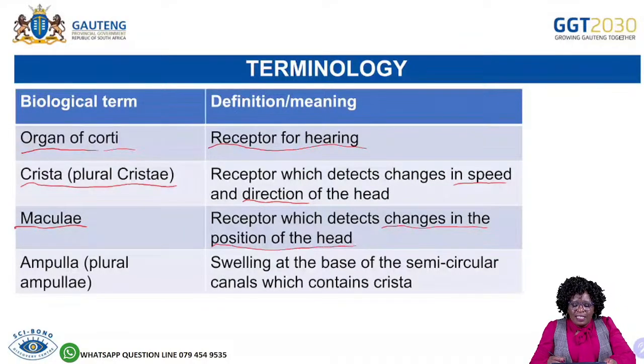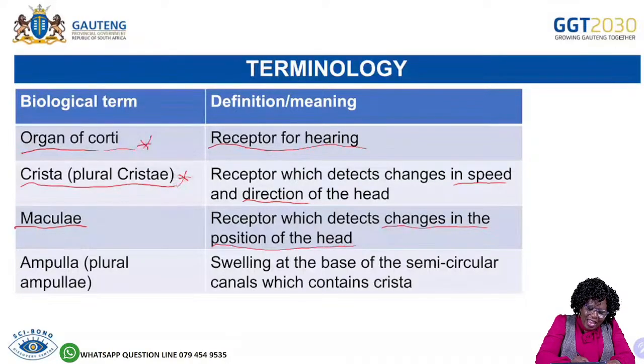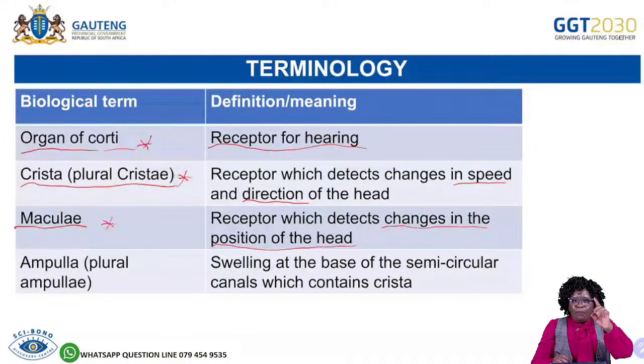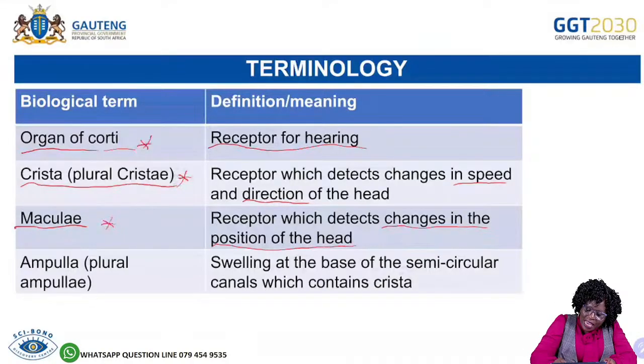You will notice that we just on terminology only, we have got three receptors that we spoke about, and the receptors are organ of Corti, and we've got cristae and macula. Ampulla, which is ampullae in plural form, so it's one ampulla or many ampullae. It is the swelling at the base of the semicircular canals which contain cristae. We will unpack this more as we proceed.